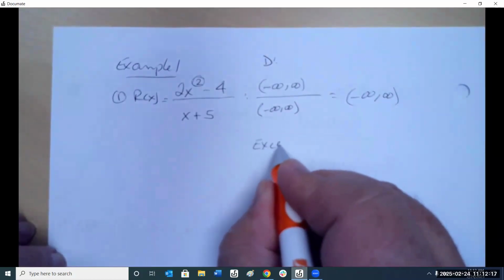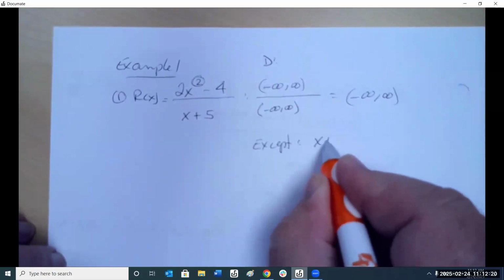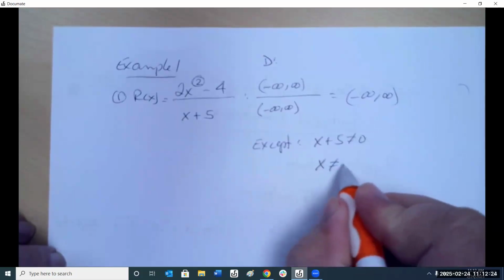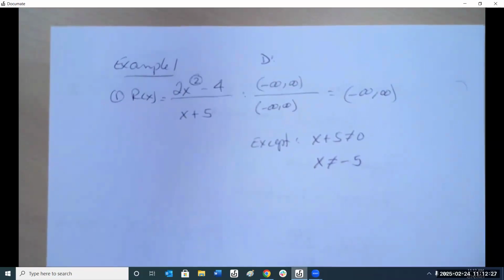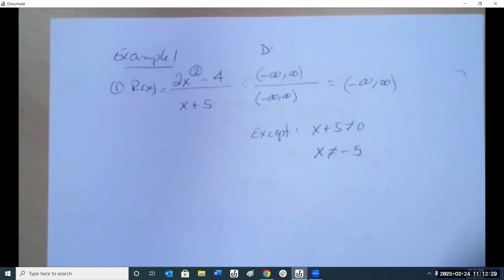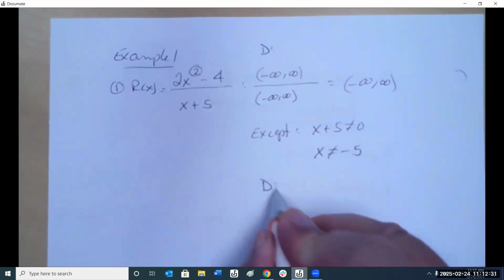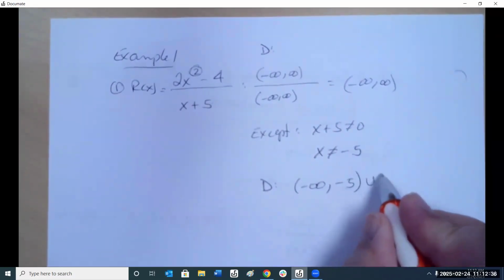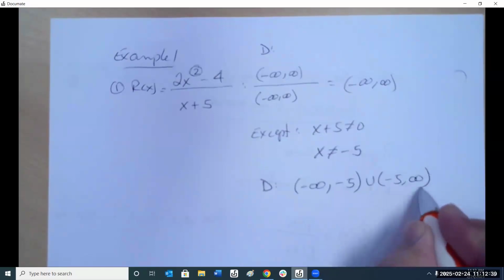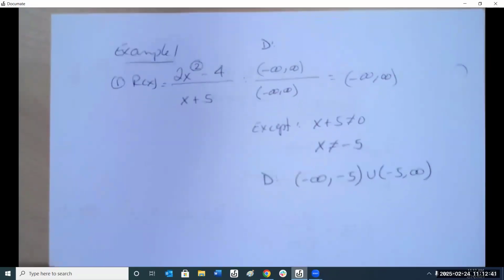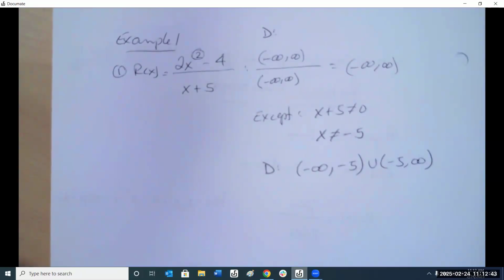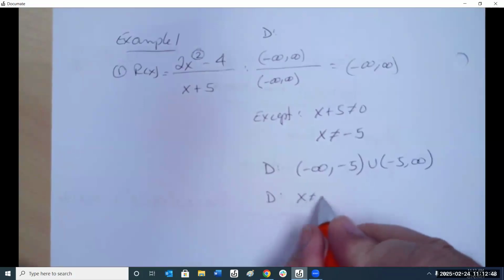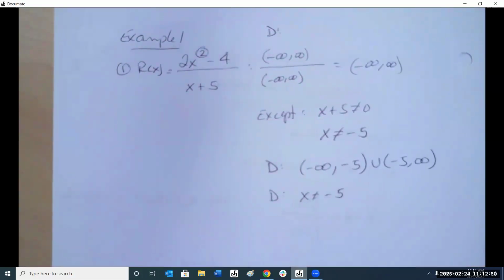Except x plus 5 cannot equal 0. So in other words, x cannot equal negative 5. So our domain is from negative infinity to negative 5, unioned with negative 5 to positive infinity. That's how you figure out the domains of these things. So you say that x is not equal to negative 5, because that's the only restriction we have on it.